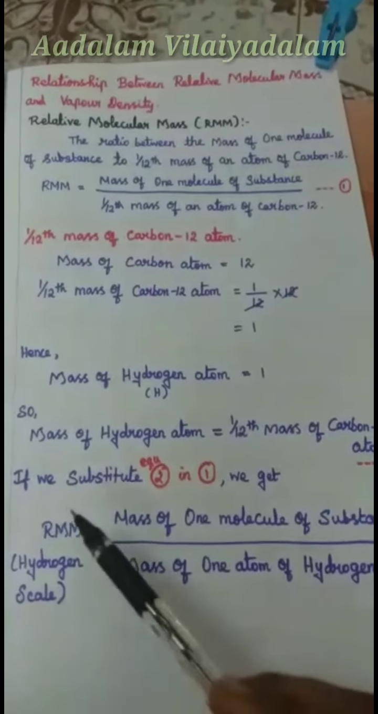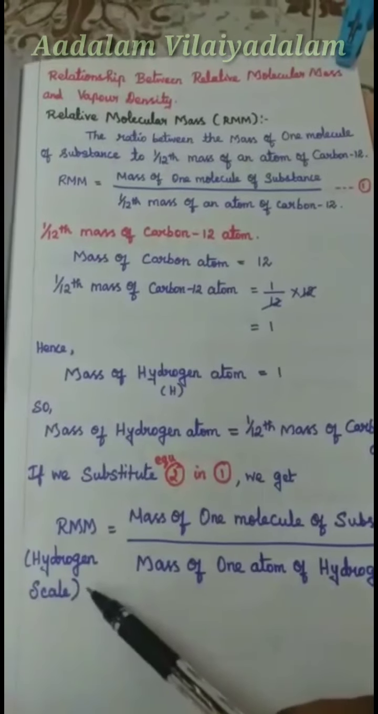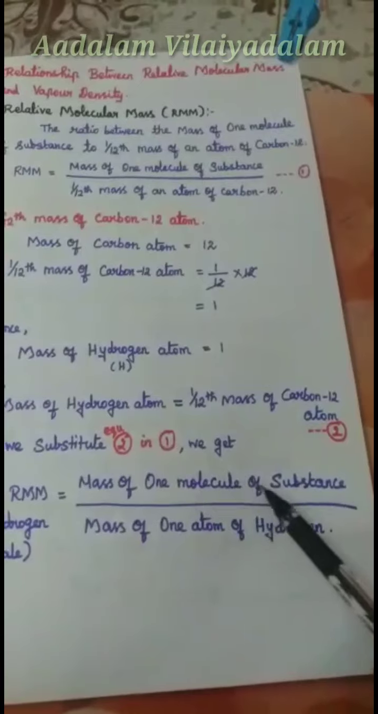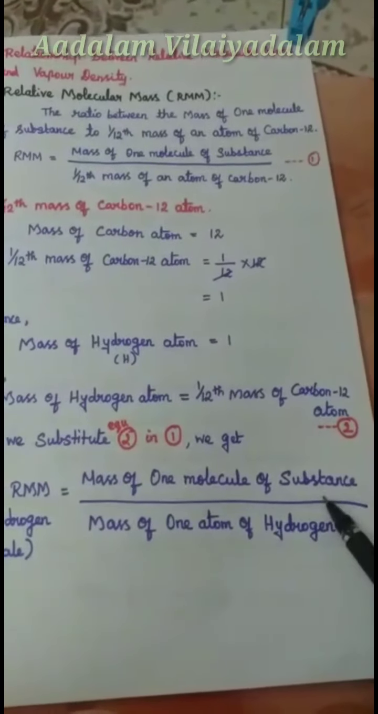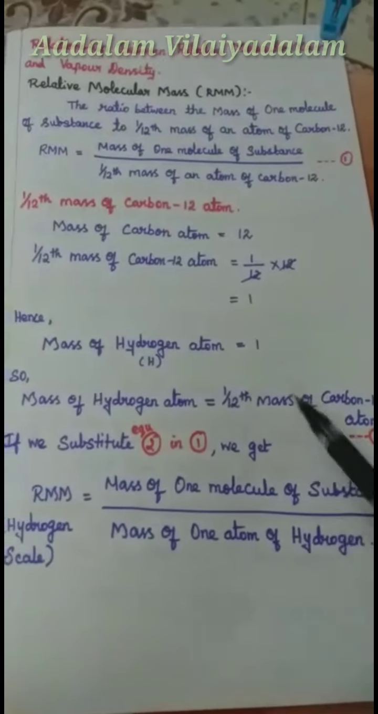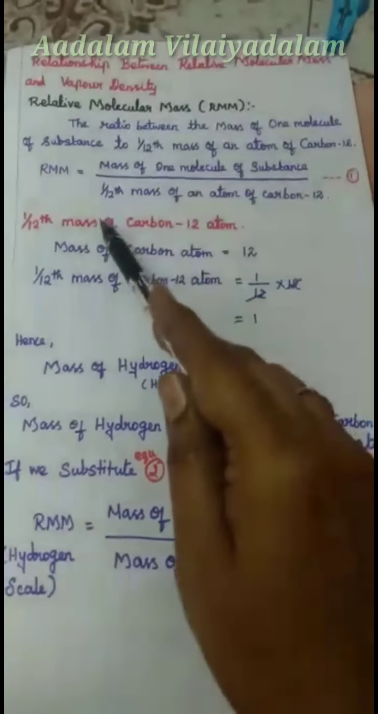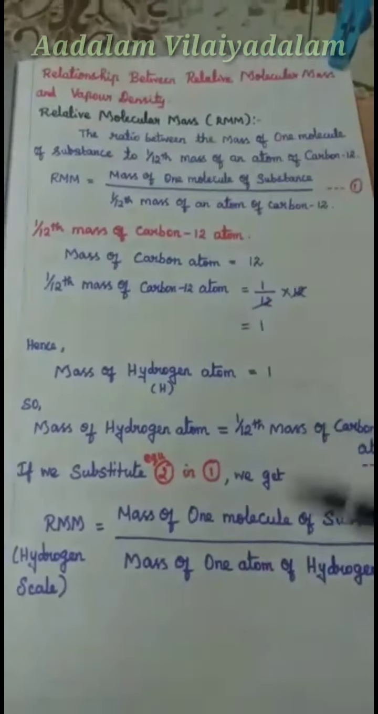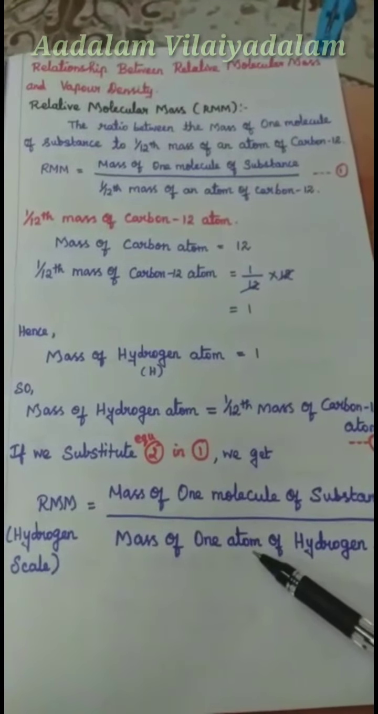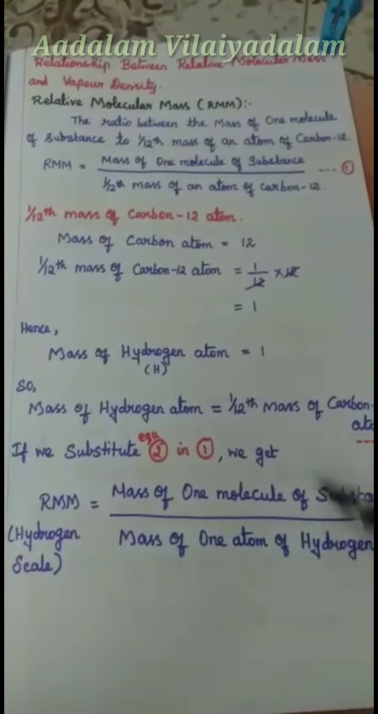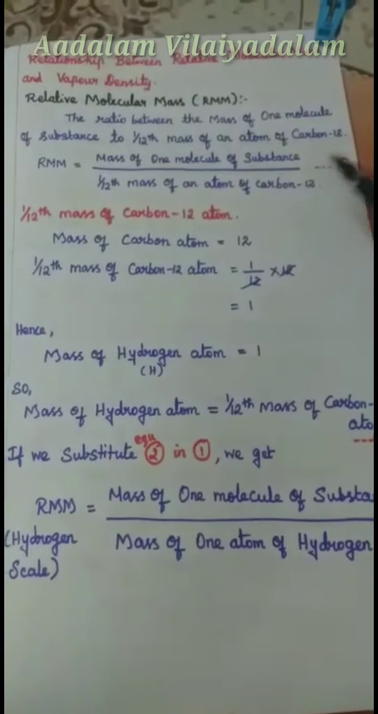Now we get the relative molecular mass on the hydrogen scale. The formula is equal to the mass of one molecule of the substance divided by the mass of one atom of hydrogen. So see, this is the relative molecular mass. Instead of that value, we substitute the mass of one atom of hydrogen, because we know that both values are equal.